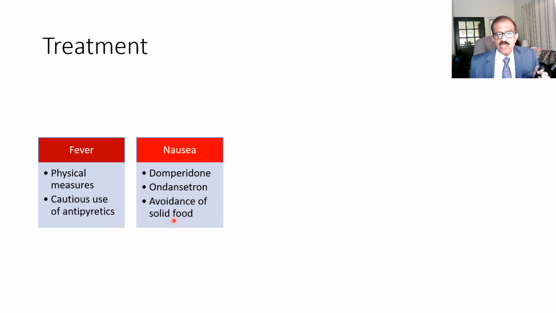And avoidance of solid food. The patient is usually anorexic. The patient usually has food aversion, but still you should tell the patient not to take solid food, because if somebody takes liquid food, it may be easy to vomit out. But if the patient has taken solid food, it is more likely to cause nausea and vomiting, and then the vomiting itself becomes a major issue.